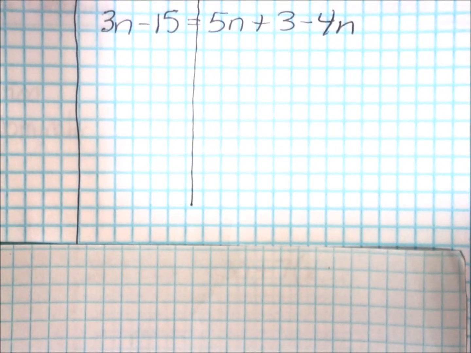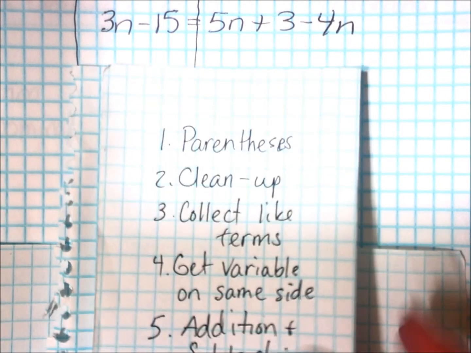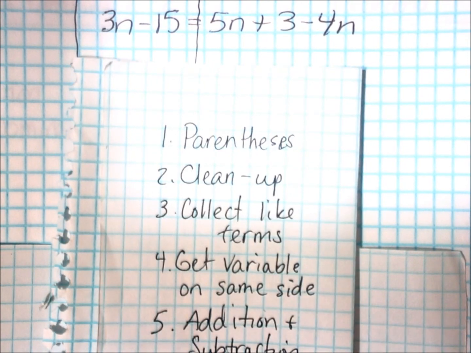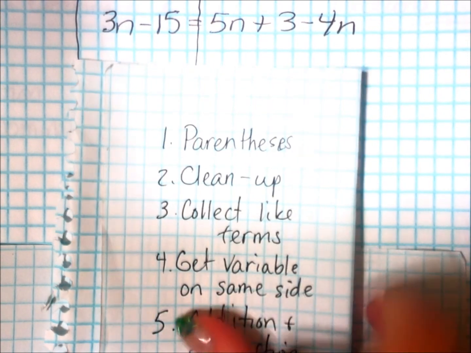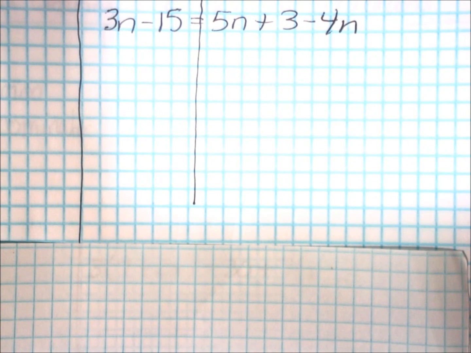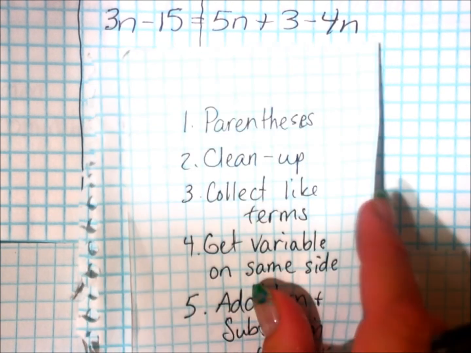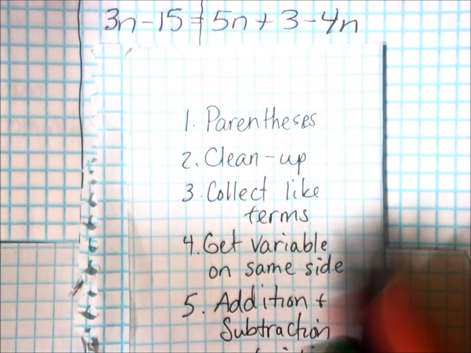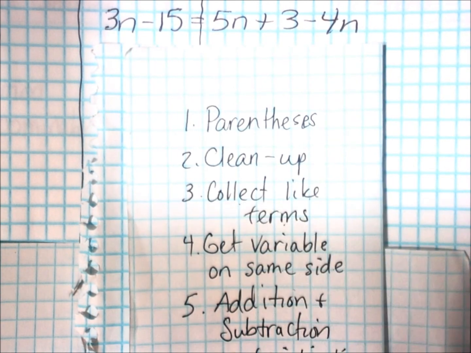Alright, so we're going to try this equation. This time we're going to use the same steps we just went through. So I'm going to try to come back to the steps as we go through. And the first thing is parentheses. Well, this problem does not have any parentheses. So I go to step 2. Well, since there was no parentheses, there's nothing to clean up. But there is some collecting like terms.